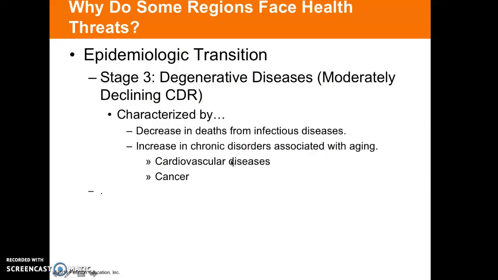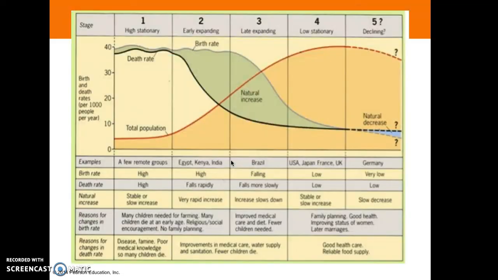In stage 3 of the epidemiological transition model, which again will be occurring along with stage 3 of the demographic transition model, you have degenerative diseases. So your crude death rate is still declining, but not as steeply. And you have a decrease in death from infectious diseases, but you have an increase in chronic disorders that are associated with aging, because people are living to an older age. And so you start to see a rise in death from things like cancer, heart attack, and stroke, because people are living longer. And this is it here. The natural increase rate is still increasing until the birth rate starts to decrease. People are living longer.